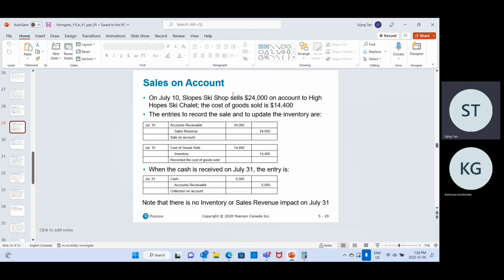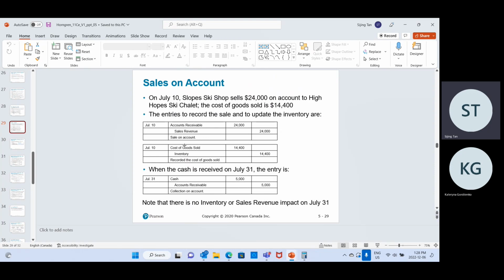Sales on account, so it's not for cash, now it is for credit. On July the 10th, Snopes Ski Shop sells $24,000 on account to High Hope Ski Chalet. The cost of goods sold is $14,400. The entry is to record a sale and to update the inventories. Very similar, just instead of cash it is accounts receivable. So we debit accounts receivable, credit sales revenue.